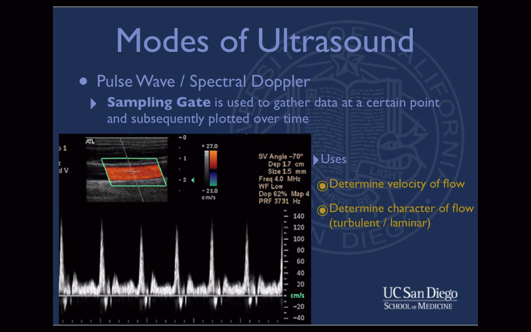Pulse wave or spectral Doppler is a mode in which dynamic data is gathered from a certain point over time. An example of this is visualizing the character and velocity of flow within a blood vessel. A sampling gate is used on the machine to gather data at the point of interest.